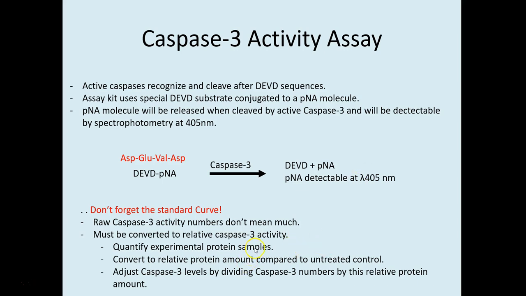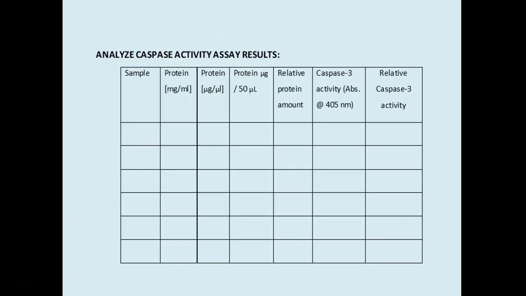So to do that, the first thing we had to do was quantify our experimental protein samples, which we just talked about. Next, we are going to convert those numbers into a relative protein amount compared to our untreated control. And then we will use our raw caspase 3 numbers and adjust those numbers by using the relative protein amount as our way for adjustment. So you have been provided with a chart to keep those numbers on track.